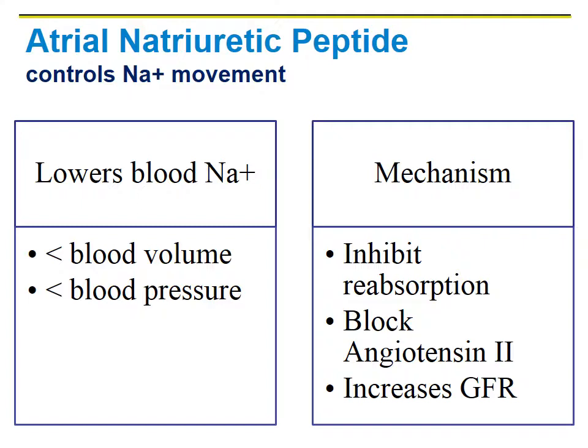So really, ANP, or atrial natriuretic peptide, helps excess water be pushed into the urine. Over time, you'd end up peeing out the extra sodium and water, which will eventually lower your blood volume and pressure. Atrial natriuretic peptide also inhibits any sodium reabsorption during this time. It blocks angiotensin II, and it increases glomerular filtration rate.